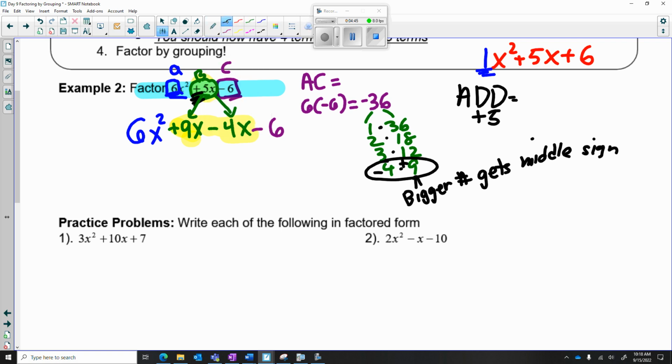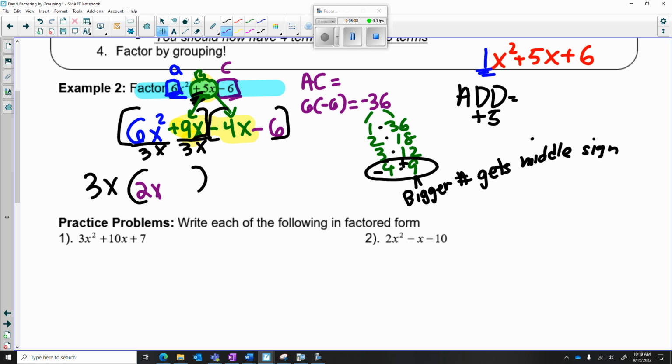So here we go. Group the first 2 terms together, do the GCF. Group the second 2 terms together, do the GCF. What is the GCF of 6x squared and 9x? I'm hoping you said 3x, because 3 goes into both of these and they have an x in common. So remember, when you divide, you subtract exponents. So we're going to get 2x to the first plus 3, because these x's cancel out.